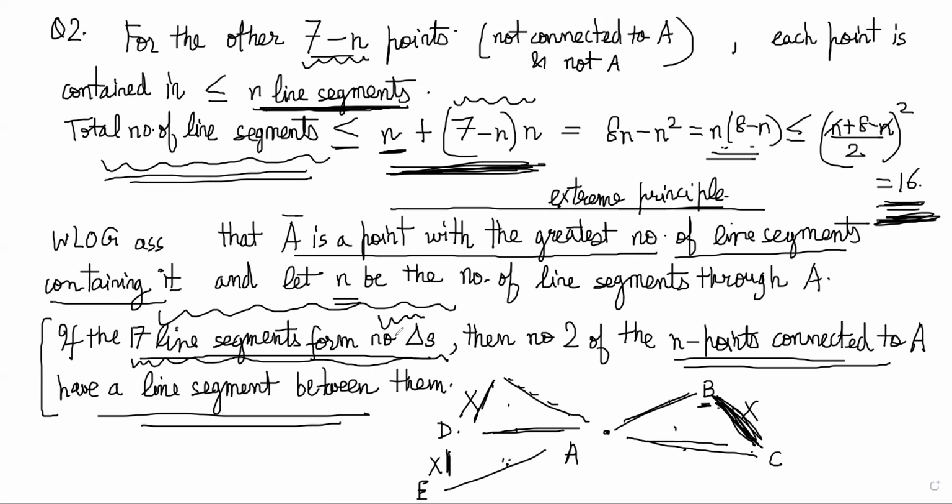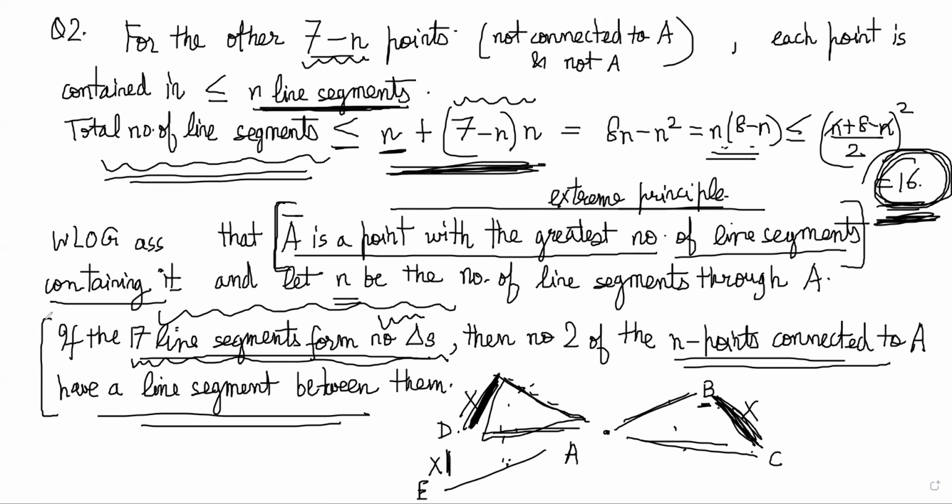And we assume that there are no triangles formed. So the total number of line segments is n plus the remaining points, which are 7 minus n, times n, right? That is the maximum value of the line segments, which has a maximum value of 16, and that is a contradiction. Okay? So therefore, a triangle will be formed, and a triangle usually will be formed by joining these 2 points that are connected to it. So there will be a triangle here. So I hope you understand and appreciate how we are using the extreme principle here. We are using this point A with the maximum number of line segments passing through it.